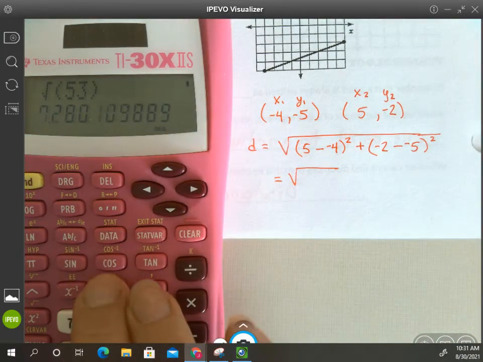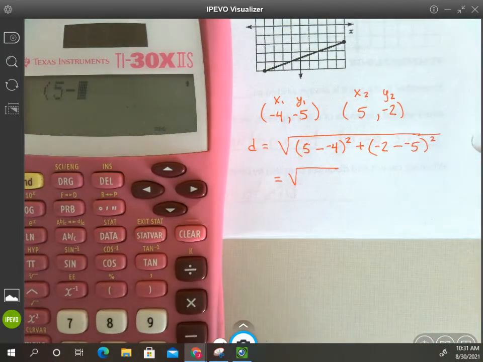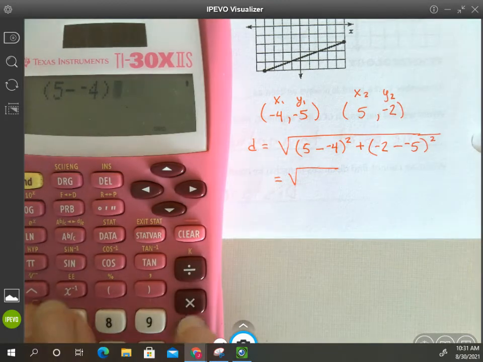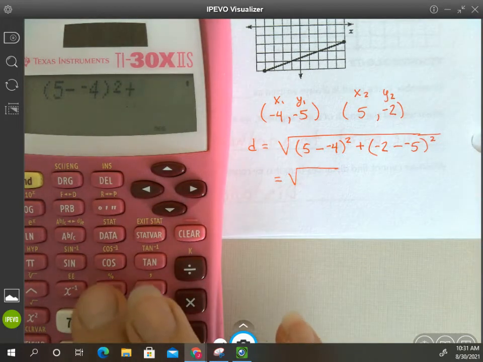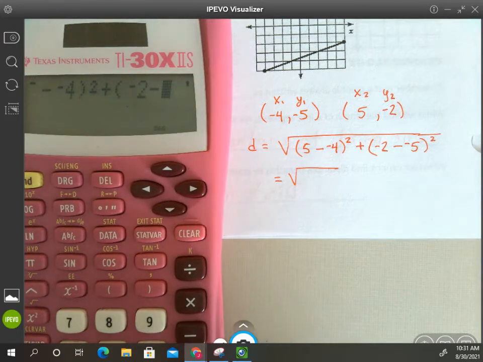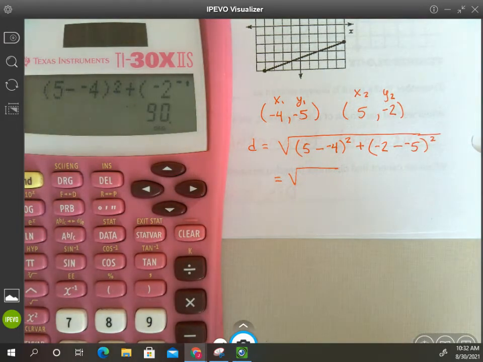All right, let's put it in. 5 minus -4, close it up, square it on the outside. -2 minus -5. All right, I got 90.